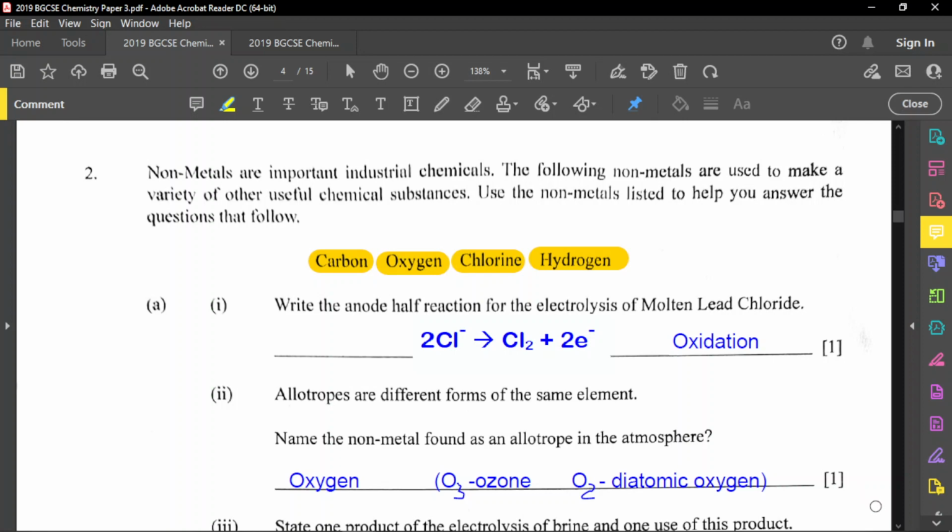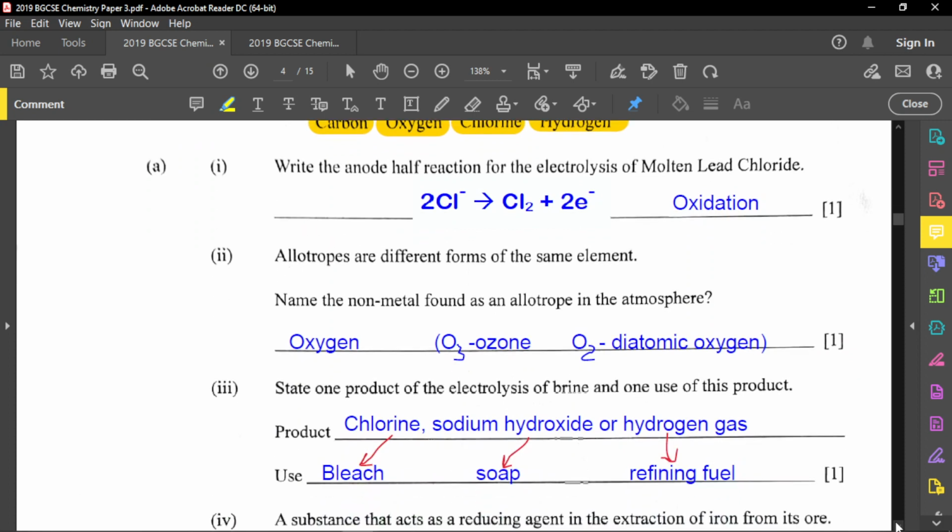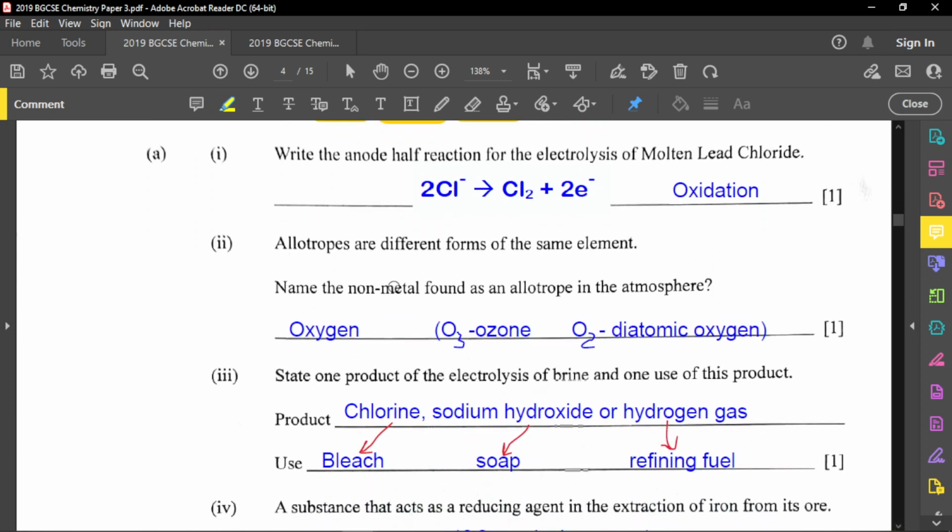All right, and so for part 2 now, it said allotropes are different forms of the same element. It asks to name the non-metal found as an allotrope in the atmosphere. Oxygen is that allotrope found in the atmosphere as a non-metal. The forms that it exists in are ozone, which is O3, and also diatomic oxygen. You just say oxygen gas generally, and that is O2.